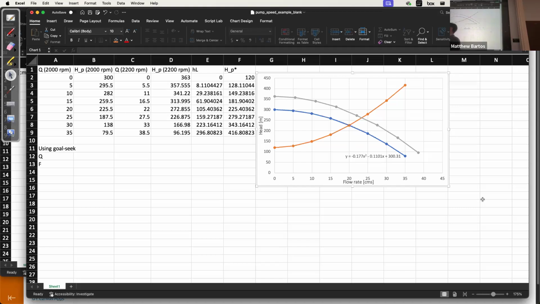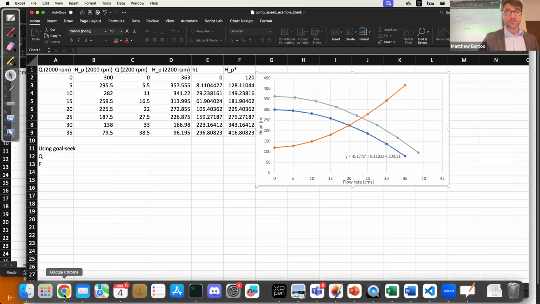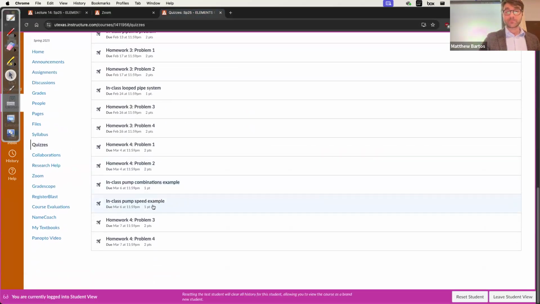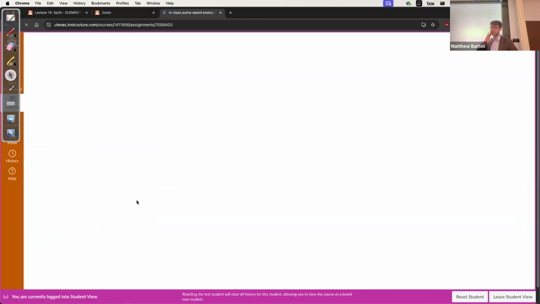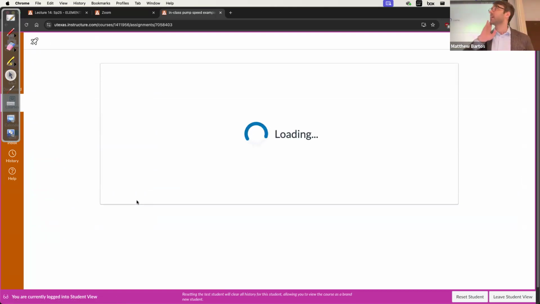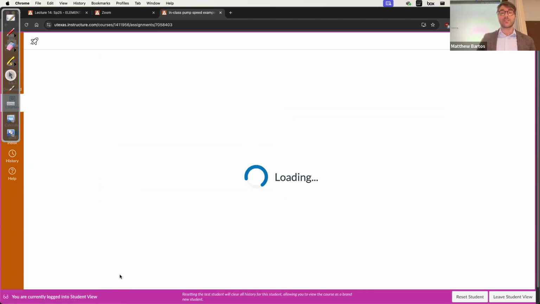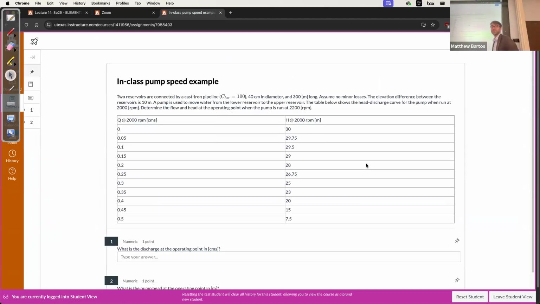Okay, so I'm going to give you a chance to work on your own example. On Canvas, under quizzes, I have a Canvas quiz titled In-Class Pump Speed Example. This is going to have you take an existing pump curve, compute the new pump curve at a new pump speed, and find the operating point at the new pump speed.